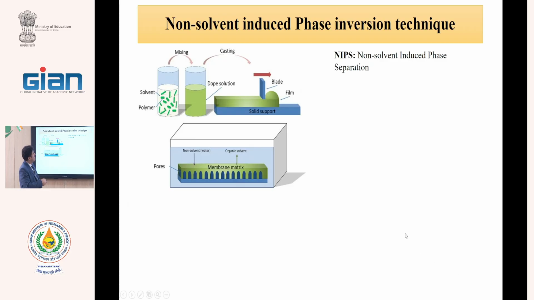The general schematic of the membrane preparation, the flat sheet one, is shown in this slide. We must first prepare a dope solution or casting solution. For preparation of this solution, we need a solvent and a polymer. A polymer that should be dissolved in the solvent.